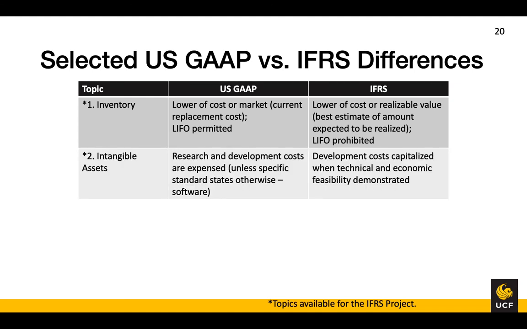The next difference between IFRS and US GAAP is related to intangible assets. One of the major differences in this area is that under US GAAP, all research and development costs are expensed, while for IFRS, only research costs are expensed and development costs are capitalized.